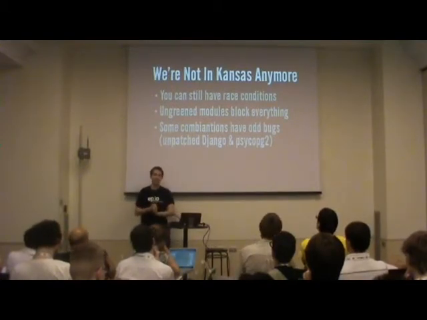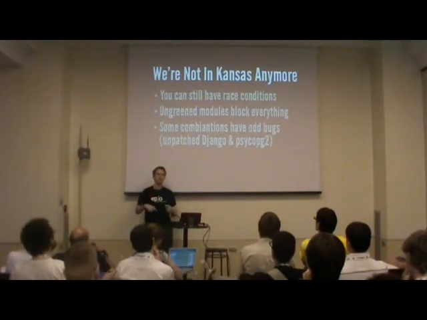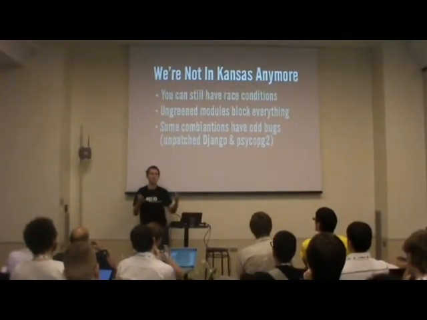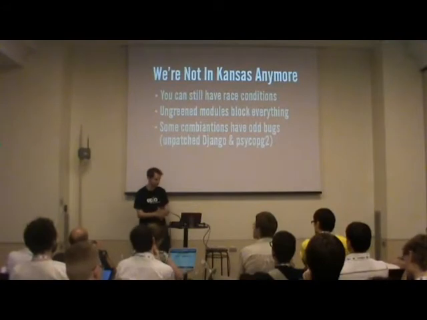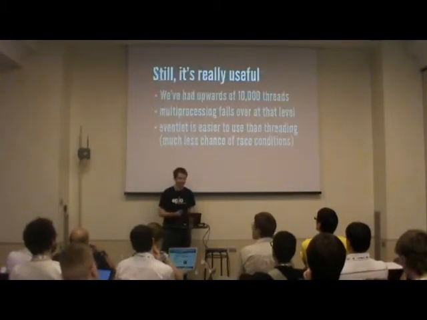For example, if you have an unpatched Django and a patched psycopg2, you will occasionally get massive hangs because Django tries to use the same connection twice with different green threads and this just doesn't work. So in that case, we have patched Django to realise it needs to make a new connection for every green thread. That's an annoying bug.